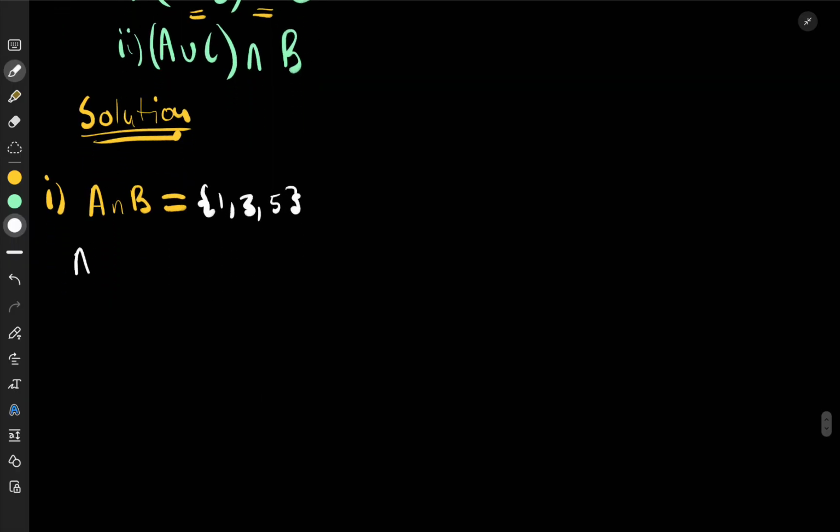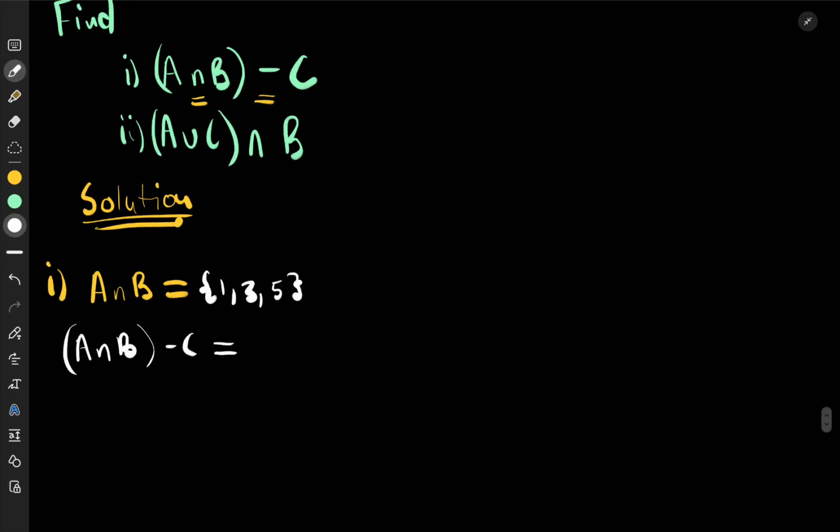Okay? Now if I then say (A intersection B) minus C, now I can get it. What is it going to be? I'm removing C from A intersection B. So I'm starting in A intersection B and I'm removing anything that is also in C. Now it can make sense. So we can start from our A intersection B here because we now have it. What is A intersection B? It is 1, 3, and 5.